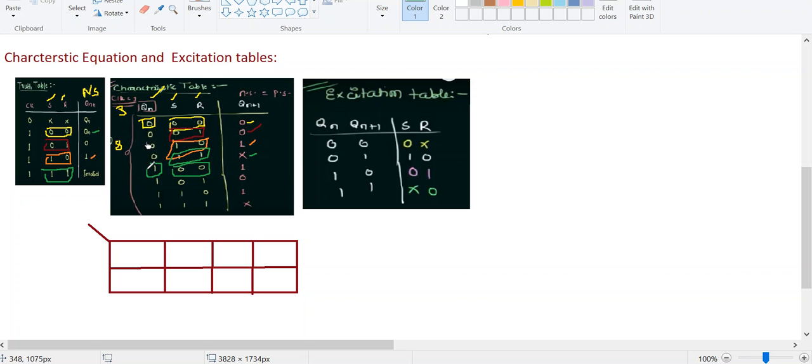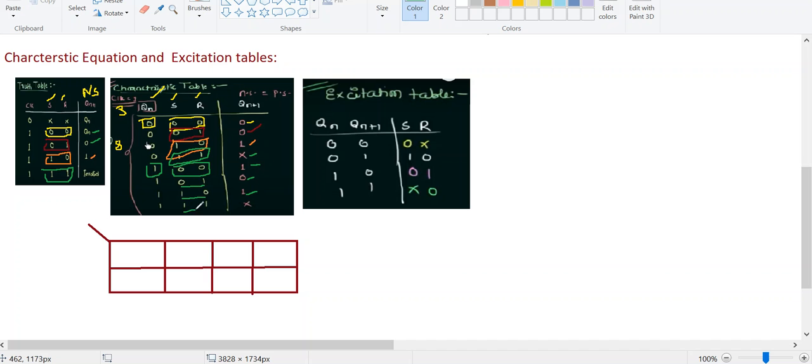Qn, I am representing with green color. So Qn is directly 1 that you are getting here. And again, 0 1 means the reset state is occurring. That is what I am explaining here. 0 1 is the reset state. And 1 0 means 1 is my output that I am getting here.